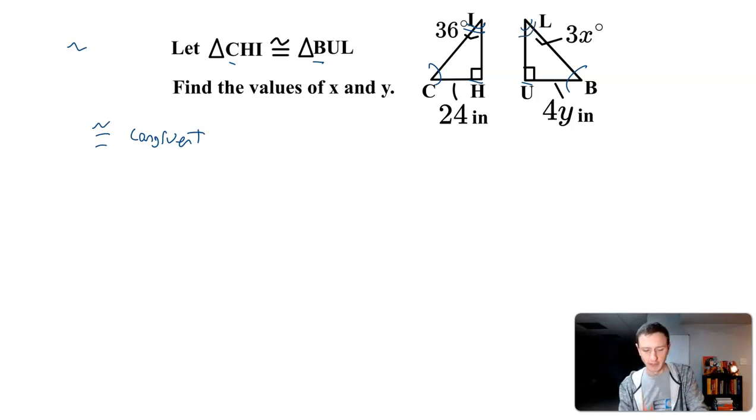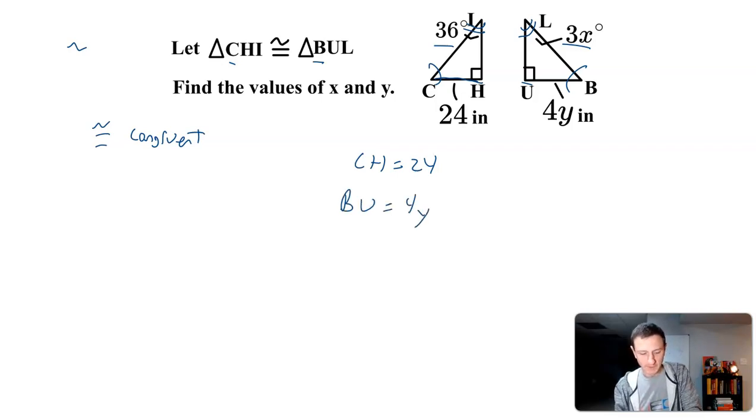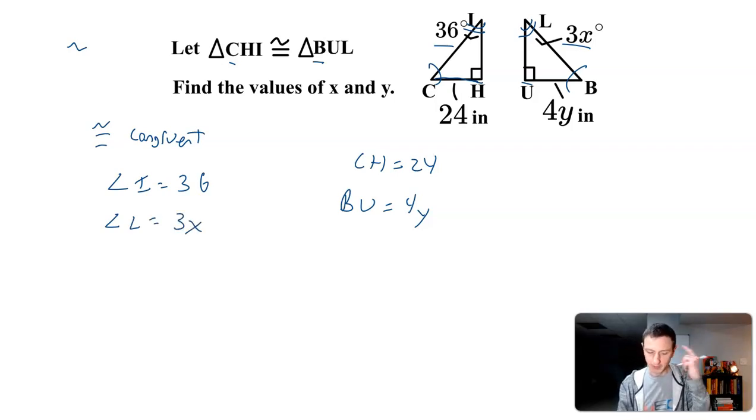Now we're given that angle I is 36 degrees and angle L is 3x. And then we are also given the side length of CH being equal to 24. And I'll go with the congruence, so BU is equal to 4y. So we have angle I equal to 36 degrees, and angle L equal to 3x. So we want to find the values of x and y.